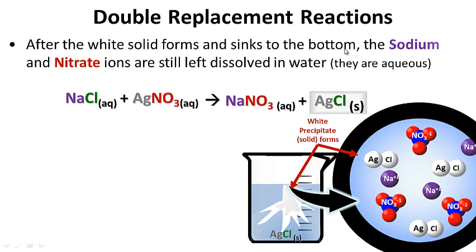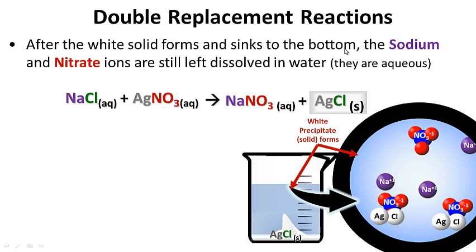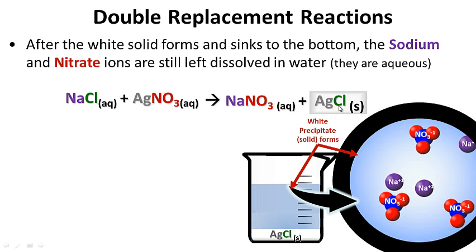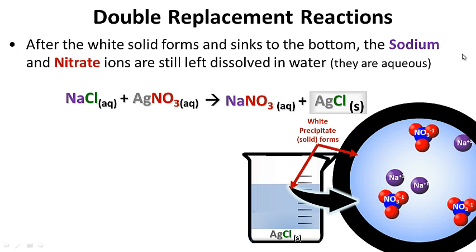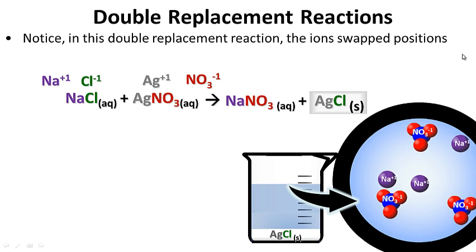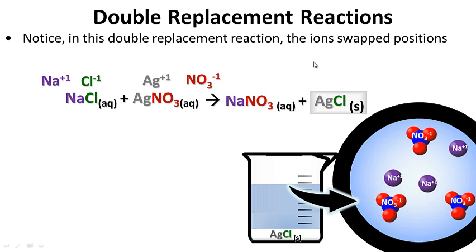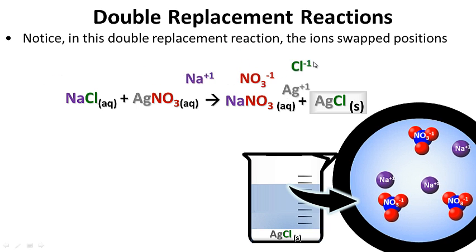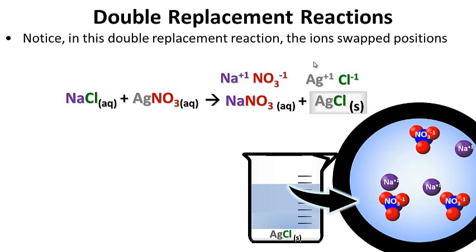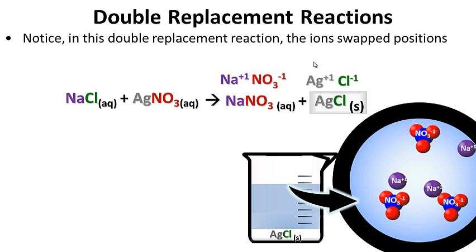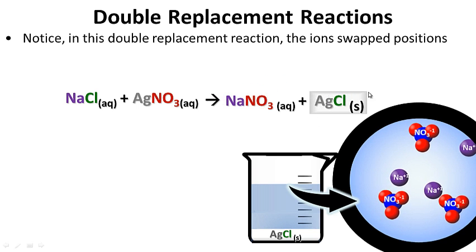After the white solid forms and sinks to the bottom, the sodium and nitrate ions are still left dissolved in water. They are what we say aqueous. So notice, in this double replacement reaction, the ions have swapped positions. Here we have sodium and chlorine ions in solution, and silver and nitrate, and after the reaction, they have swapped positions. And that white solid is silver chloride, down here at the bottom.